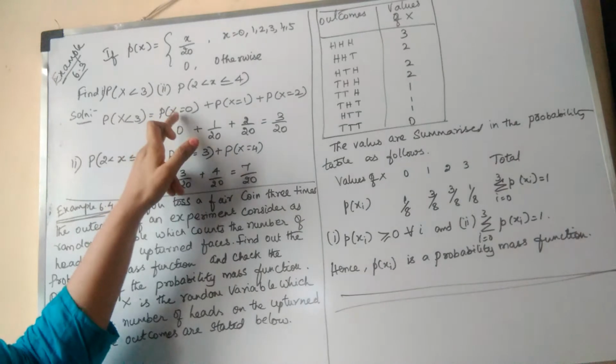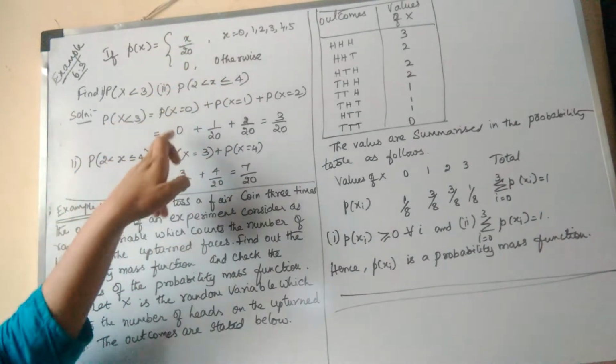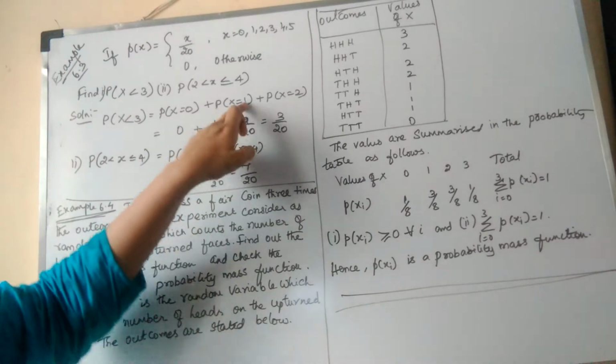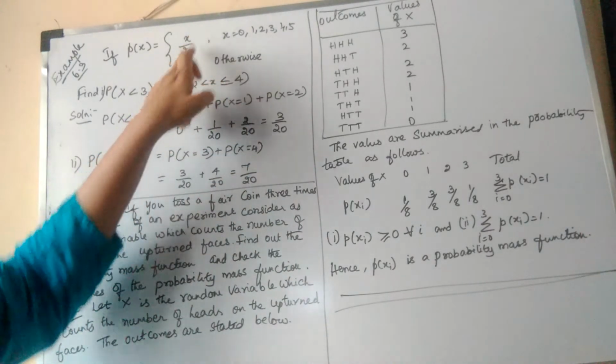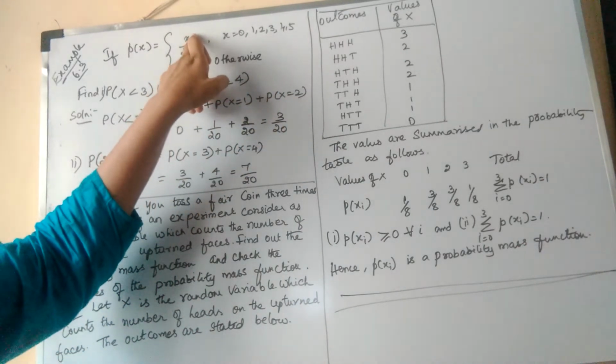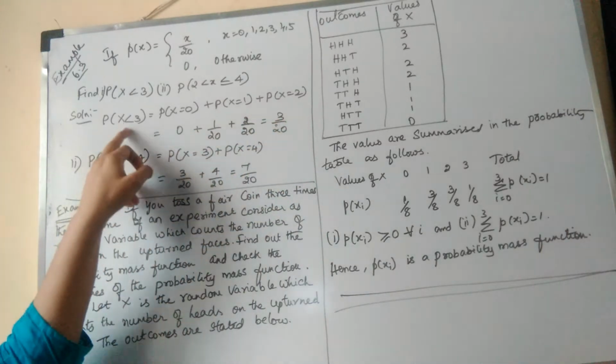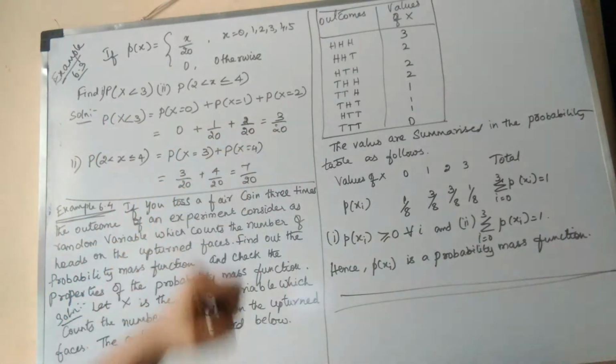So what is that when you put x is equal to 0? In the x place if you put 0, it is 0 by 20, the value is 0. When x is equal to 1, in place of x put 1 by 20. For x is equal to 2, you put 2 by 20. So add up, you will get 3 by 20. So the answer for p of x less than 3 is 3 by 20.